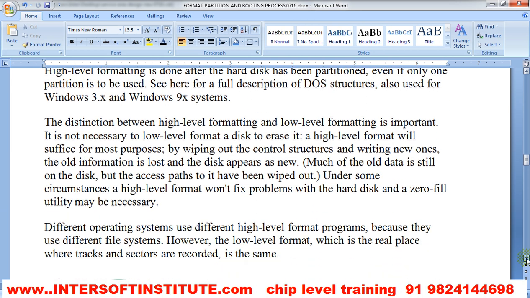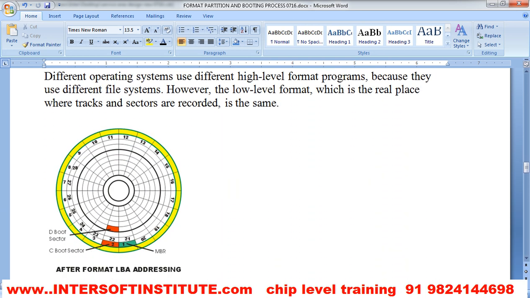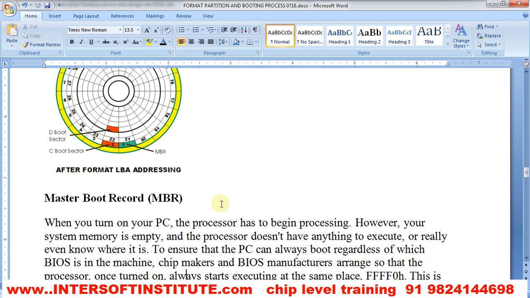After formatting, it will make an addressing like this: sector numbers 1, 2, 3, 4, 5, 6, 7, 8, 9, and through the sector, through the cylinder and through the head, it will assign the LBA. In LBA it will count as 0, 1, 2, 3, 4.